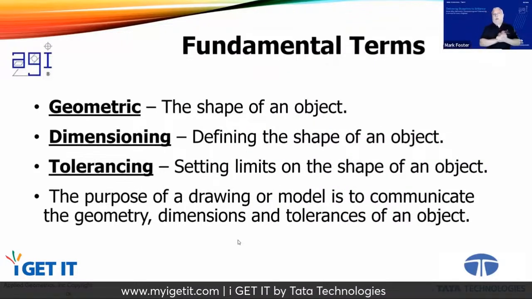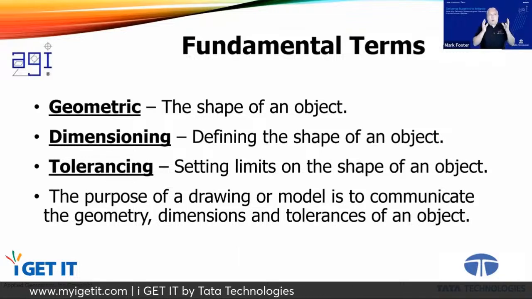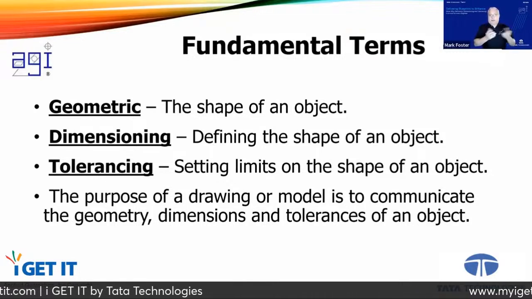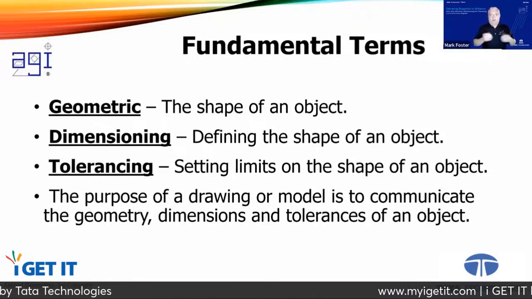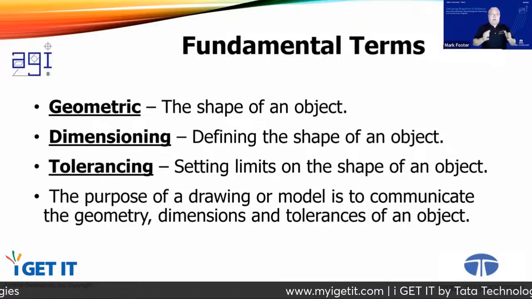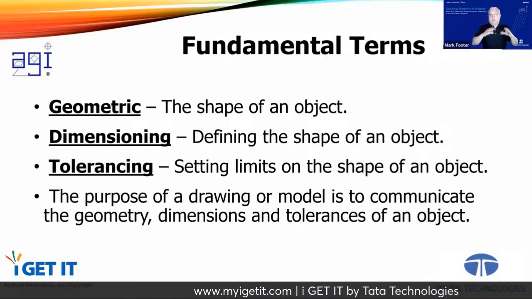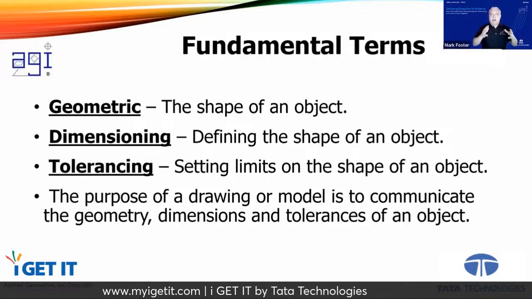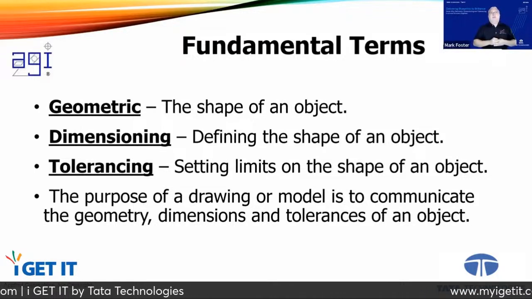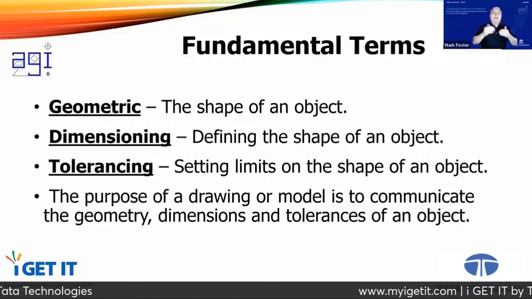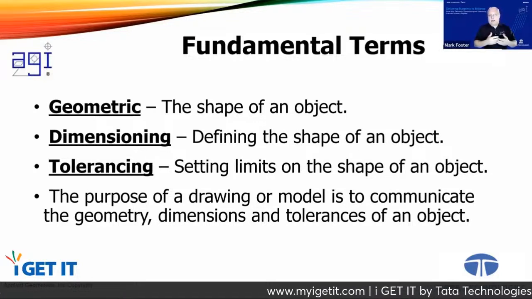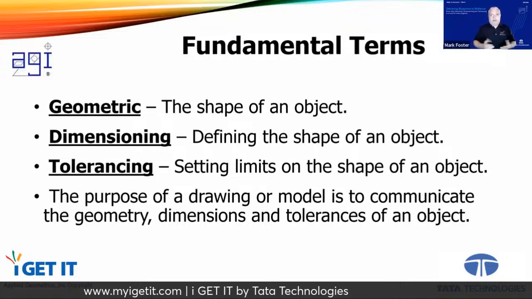So let's get right into what GD&T is. First of all, what do the words mean? Geometric. It just means the shape of something, the shape of an object. Dimensioning. You're going to put values on the shape of that object. You're going to define the nominal size and shape of that object. And then tolerancing is giving limits to those things, recognizing that it's impossible to make anything perfectly every single time.